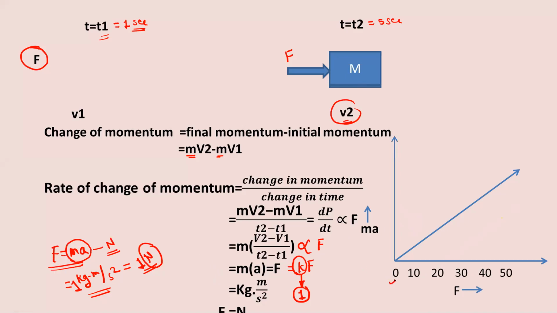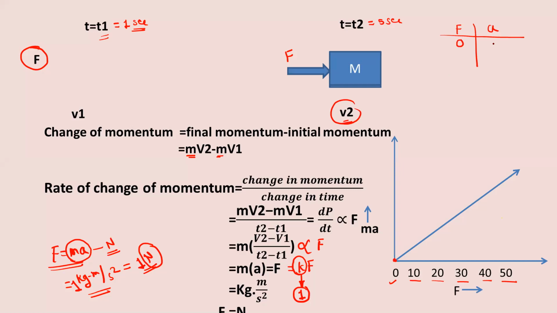So initially we apply 0 force, there is no velocity. Okay, so there is no acceleration. Then gradually we increase the force: 10 Newton, 20 Newton, 30 Newton, 40 Newton, and 50 Newton. And everywhere we find out the acceleration. So this is your force value, and this is the acceleration value.